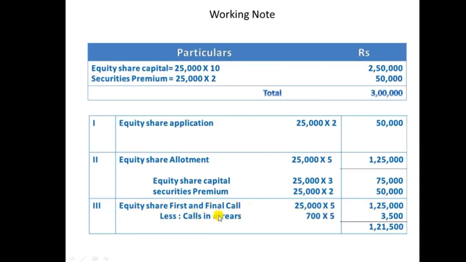But in this problem we have calls in arrears. As we know in the question, on 700 shares the company couldn't receive the last installment, first and final call. So that's called calls in arrears. So we should minus the calls in arrears. Less calls in arrears, 700 shares into 5, 3,500 rupees the company couldn't receive. So the company received from the shareholders only 1,21,500 rupees. So the changes will come because of the arrears. We need to deduct whatever the company did not receive and the balance only we need to record.